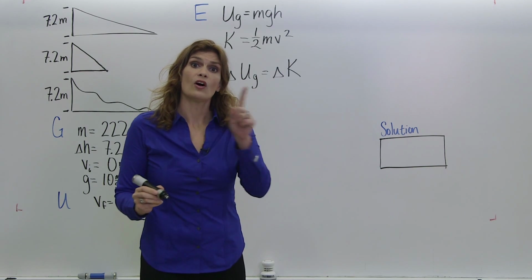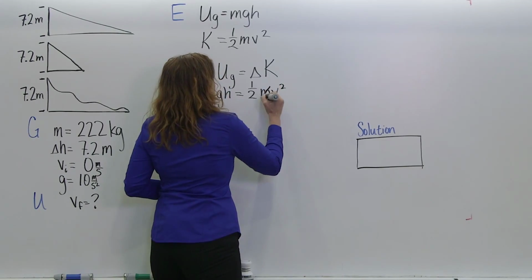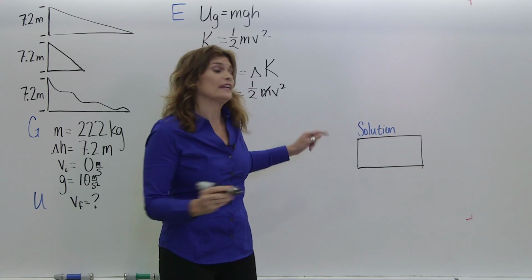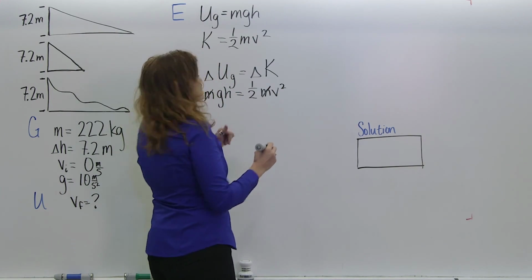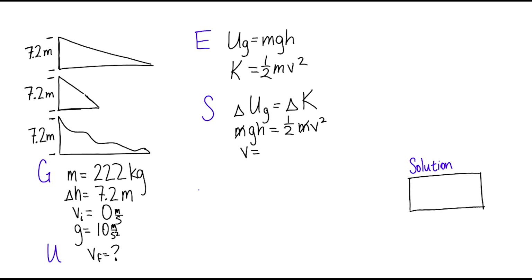So let's plug in all of our equations. And one of my favorite things happens. We get to cancel our masses, so that 222 goes away. And then we solve this equation for v. So I'm going to pull the v over here, take a square root, do some magic. And we get that the velocity is equal to the square root of 2gh.